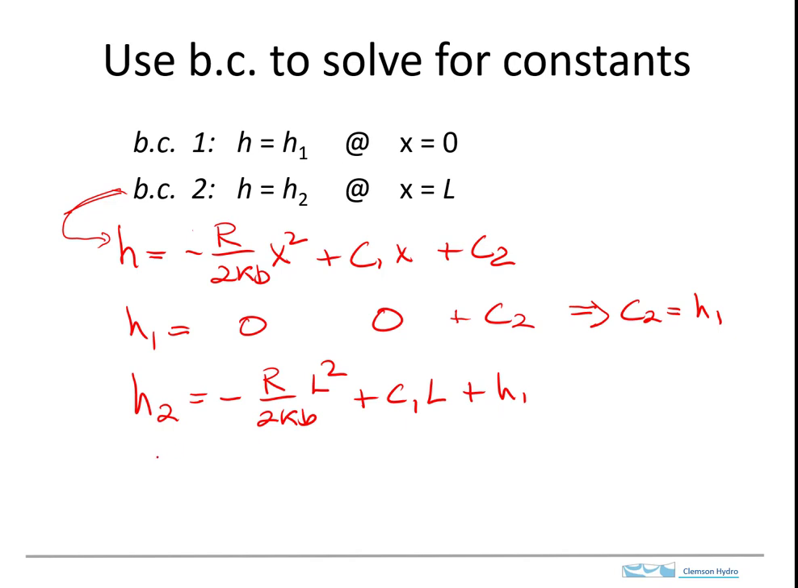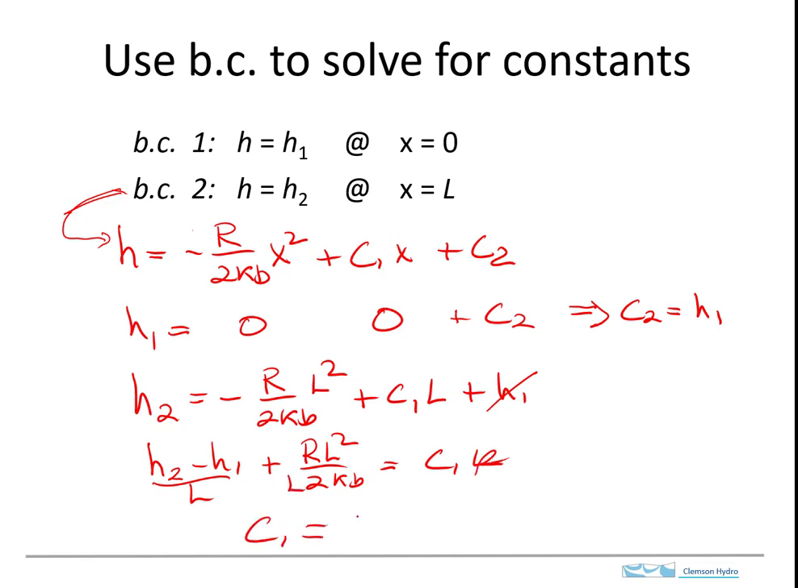So I'm going to subtract off H1 from both sides. And then I'm going to add RL squared over 2KB, and that's going to equal C1 L. But I want to get rid of that L, so I'm going to divide through by L. And that just gives me then an expression for C1 as H2 minus H1 over L plus RL over 2KB.